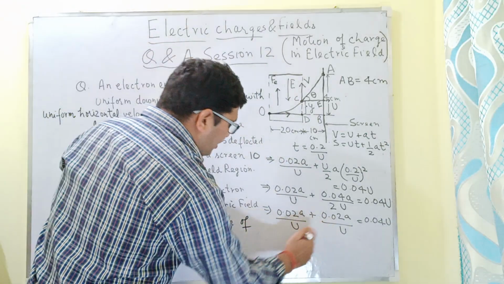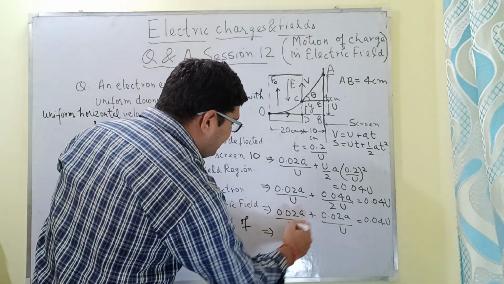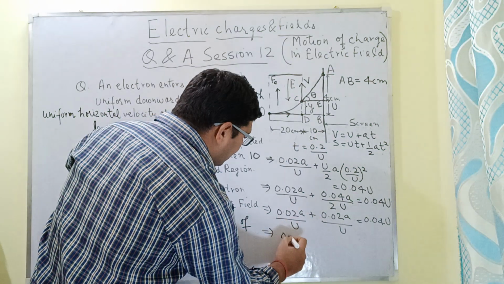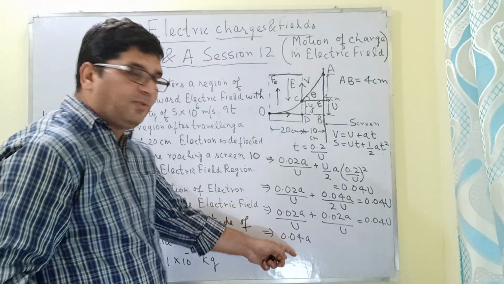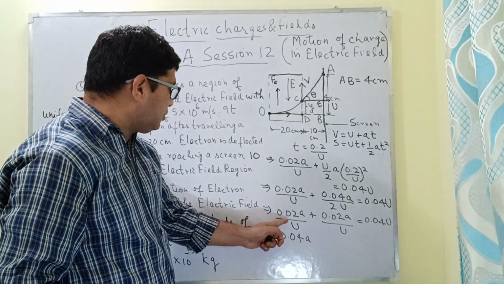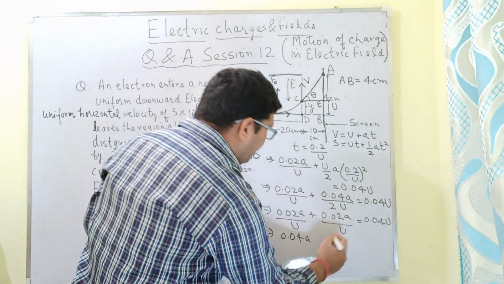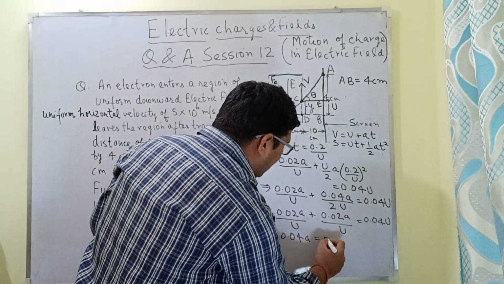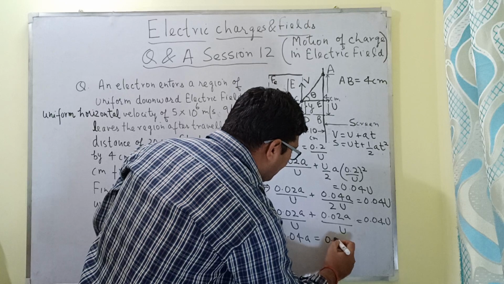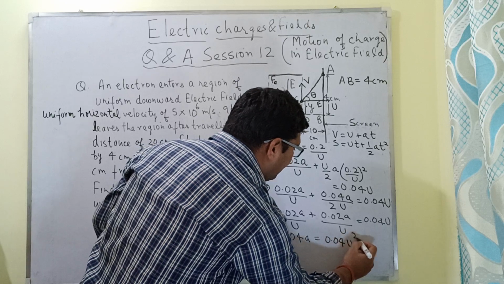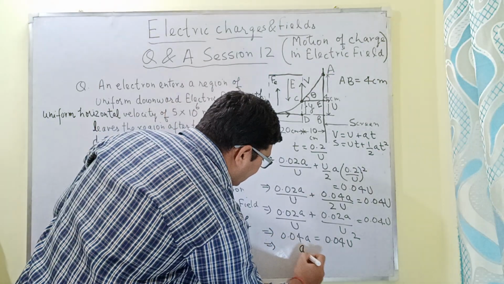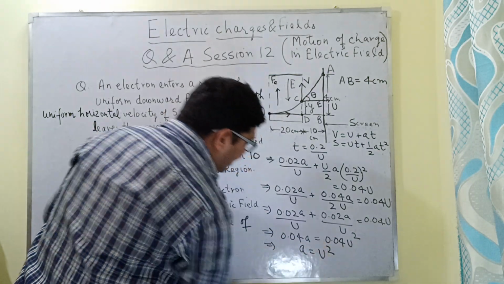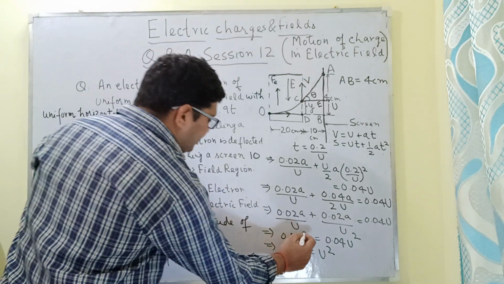So solving this, what I will be getting is 0.04 a. If I take the LCM, then this will be equal to 0.04 a, and the 0.04 u square will go on the right hand side of the equation. So finally what I am getting, it implies that the acceleration is equal to u square, because this will cancel out.